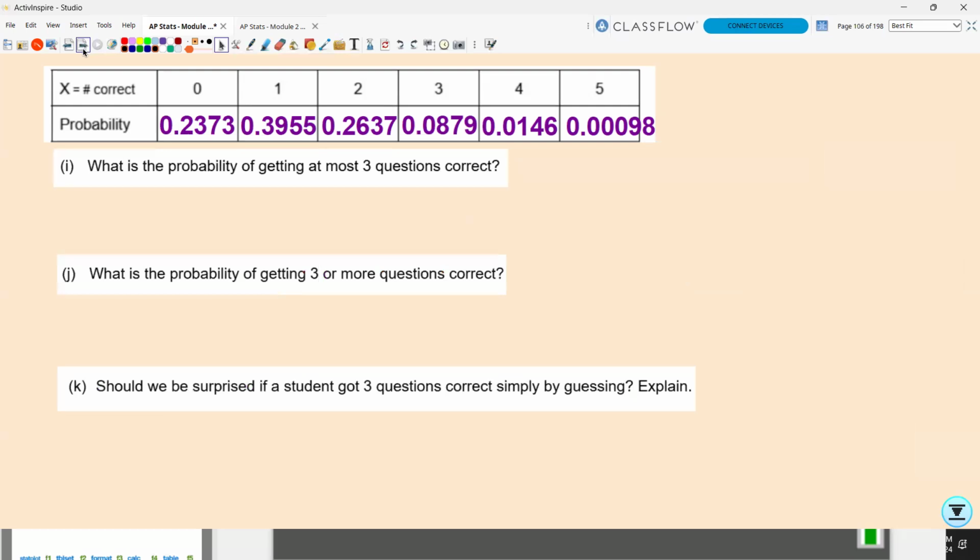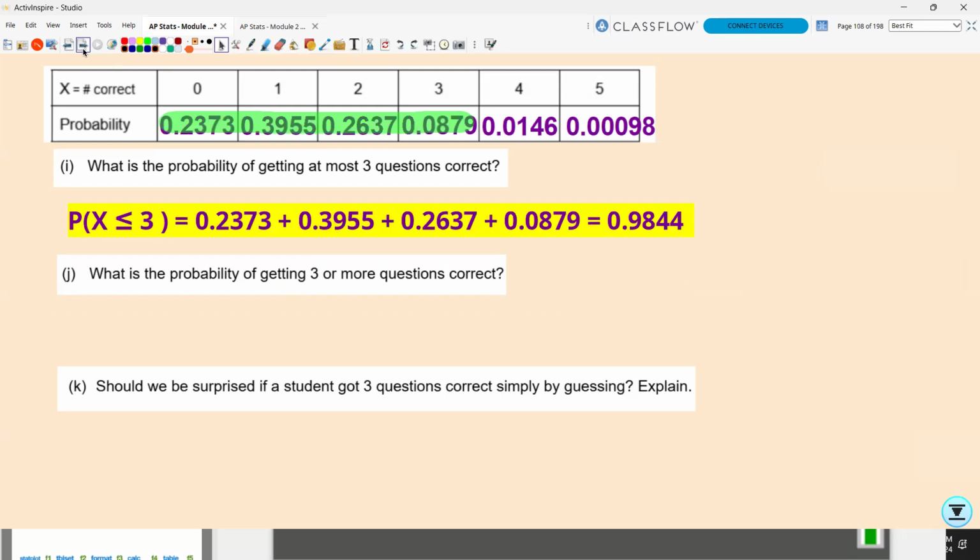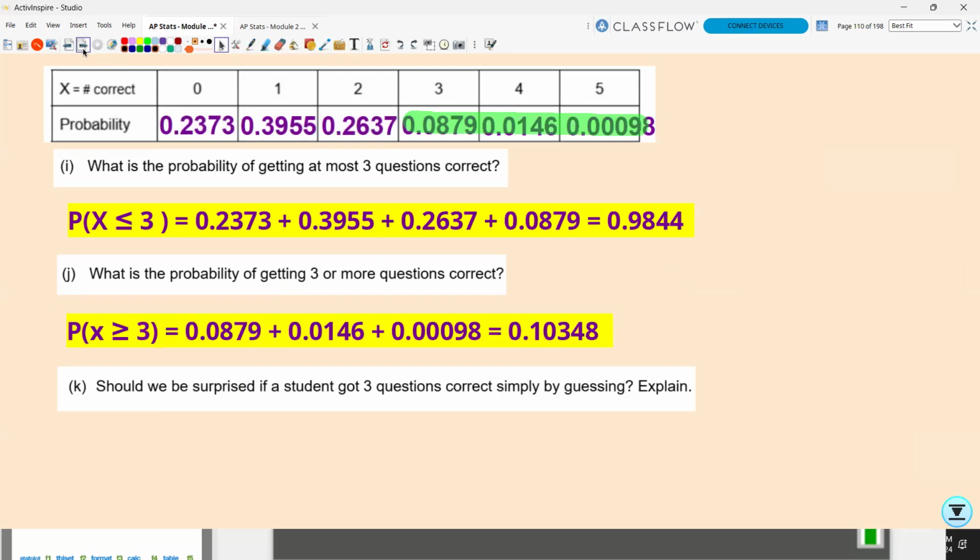Part I, what's the probability of getting at most 3? Well, that would be less than or equal to 3. So we just add those 4 numbers together and you get about 0.9844. What's the probability of getting 3 or more? So that's going to be greater than or equal to 3. So we're going to add those 3 together.